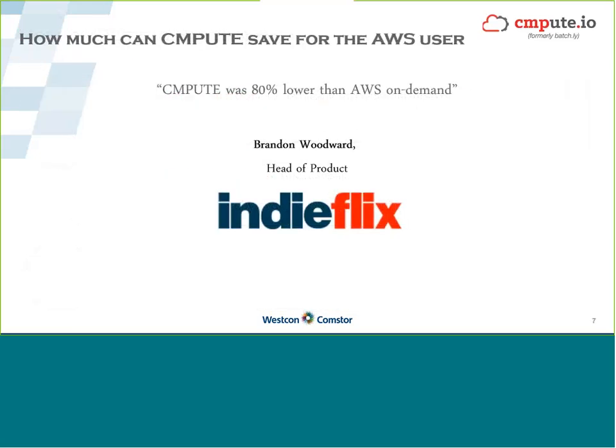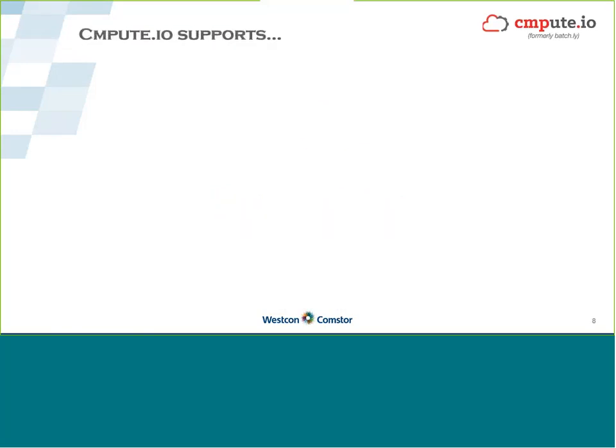Now, this is a particular case study from a company called IndieFlix. And IndieFlix, they really talk about how much they're saving, 80% lower than AWS On Demand. Now, you have to be aware that that's not necessarily across the board. That may be for DevOps or a particular project that they're working on, they've managed to save 80% lower. And it's just an indication of the sort of savings you can get.